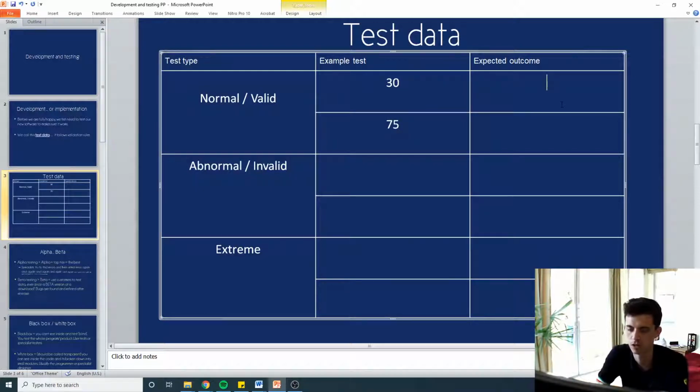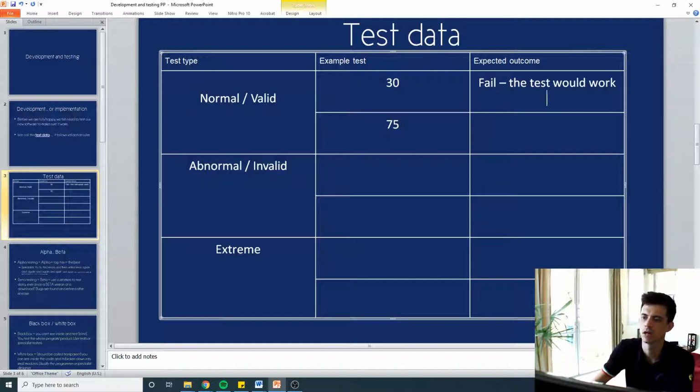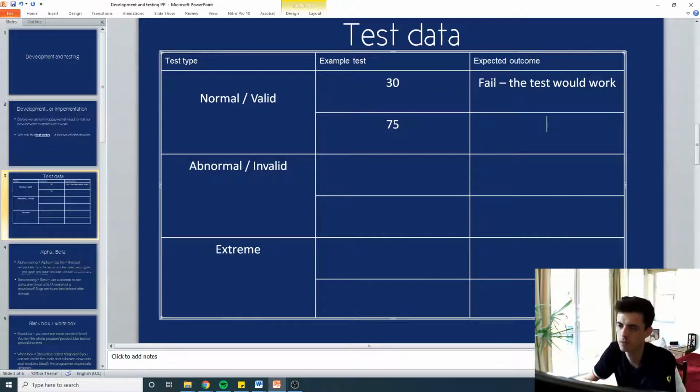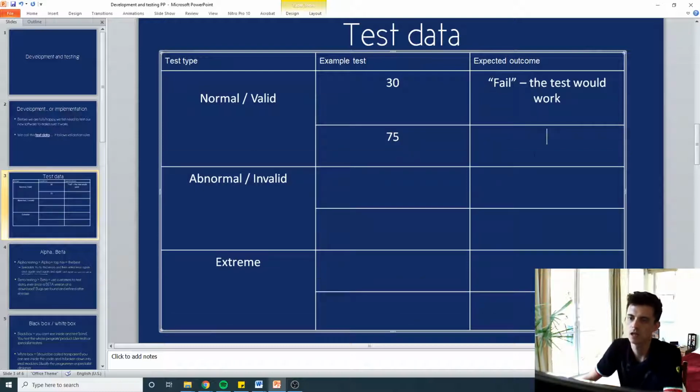The expected outcome for 30 would be a fail, but the test would be a success. The test would work. Okay, so it would still be able to run through the program without breaking, and it would give us an expected outcome, i.e. it should say "fail". Now if we got 75, then they should get a B. So it should output a B and the program should run through.